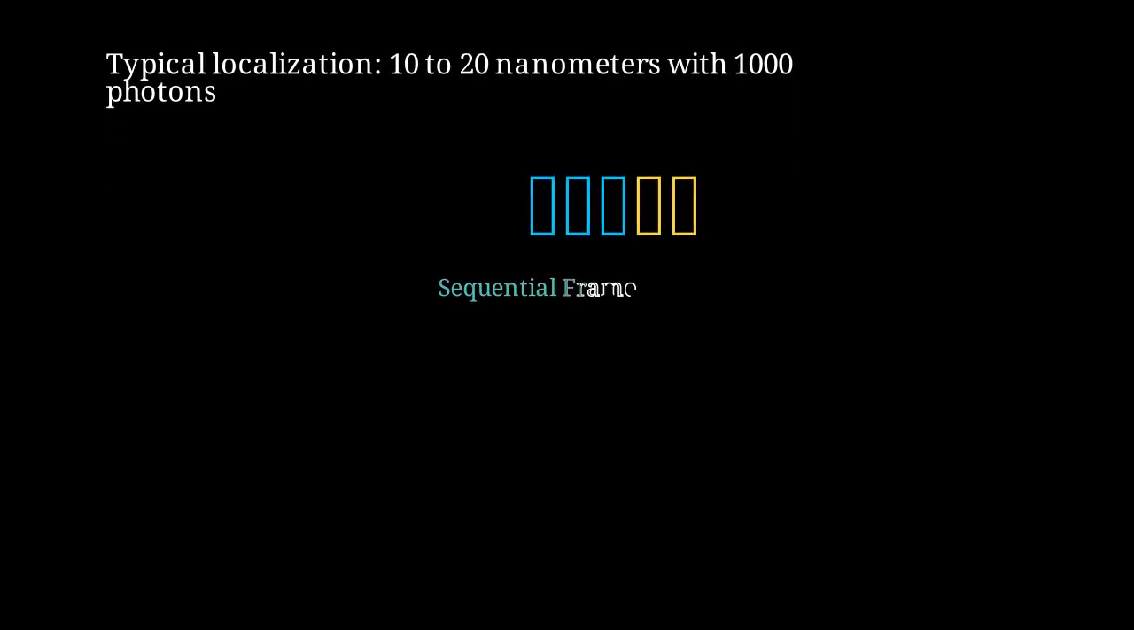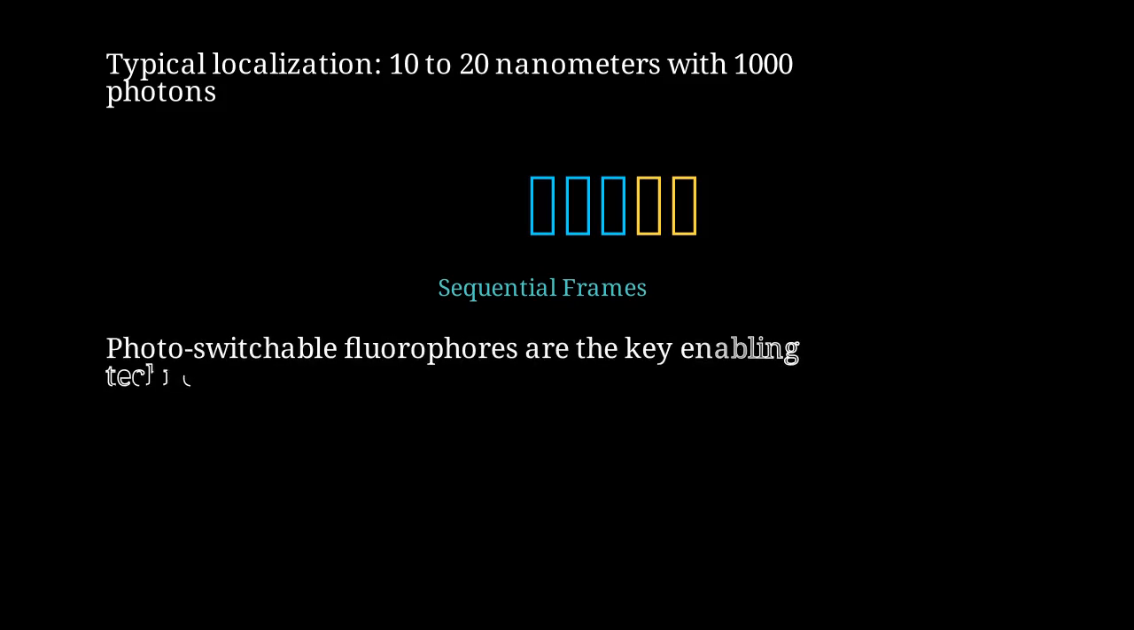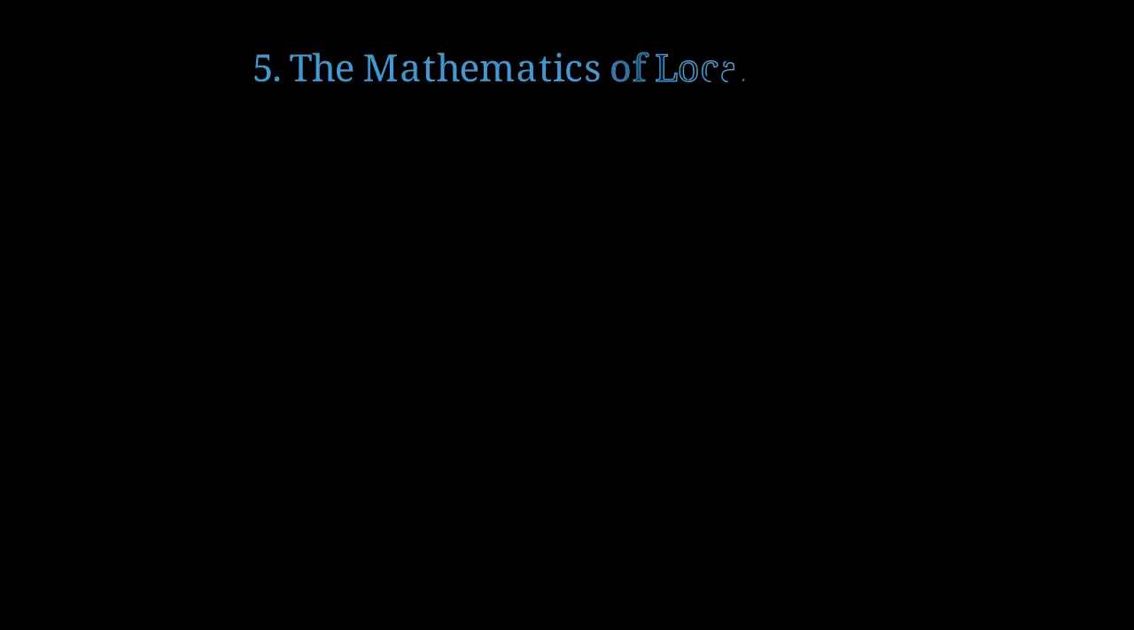By acquiring tens of thousands of frames, each with different molecules activated, we build up a super-resolved image point by point. This technique requires special photo-switchable fluorophores that can be toggled between bright and dark states with different wavelengths of light. Let's examine the mathematical foundation that allows such precise localization despite the diffraction limit.